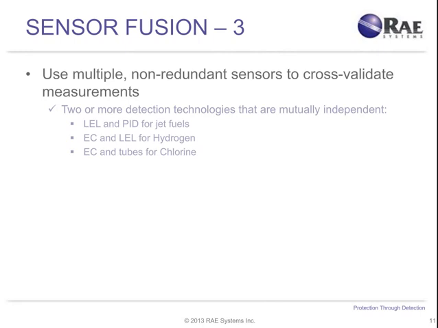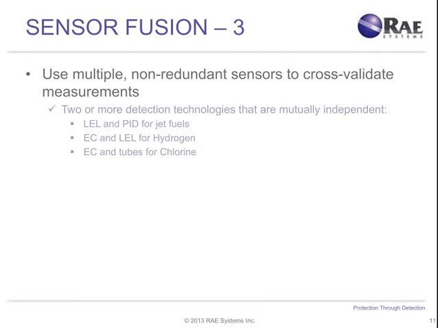Another option to cross-validate is, for example, for jet fuels. That's a good example where a compound is both toxic and combustible. So at the combustible levels, you can use an LEL sensor as well as a PID sensor. You can use the PID to validate the LEL sensor, especially in situations where you're measuring heavier hydrocarbons, like some of the jet fuels that have a hard time being recognized and measured by the LEL sensor. So when in doubt, use a PID with the LEL sensor for jet fuels.